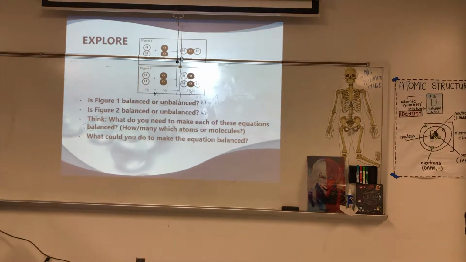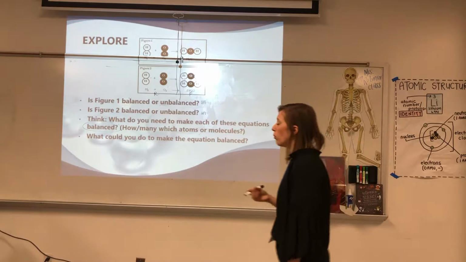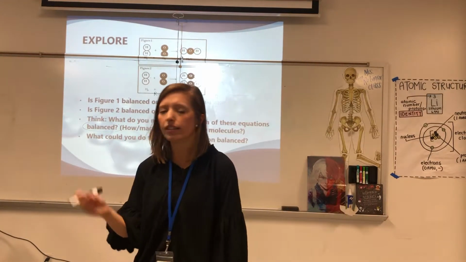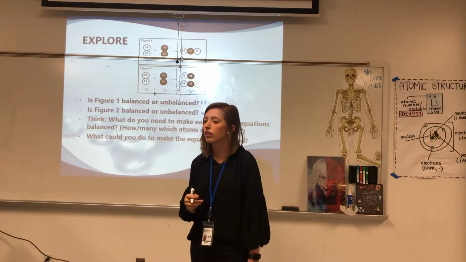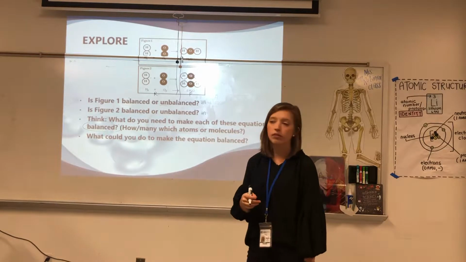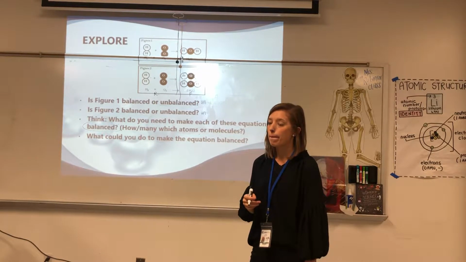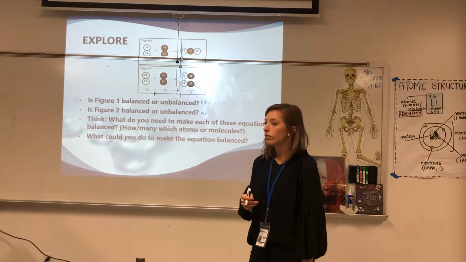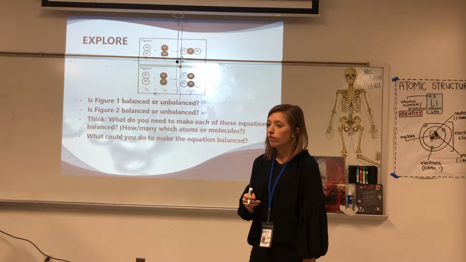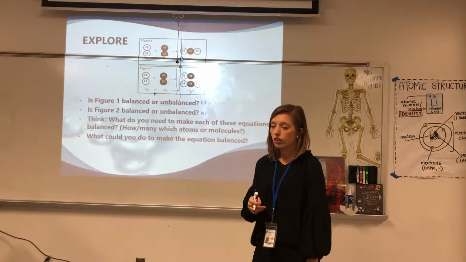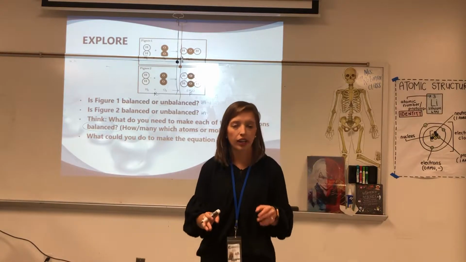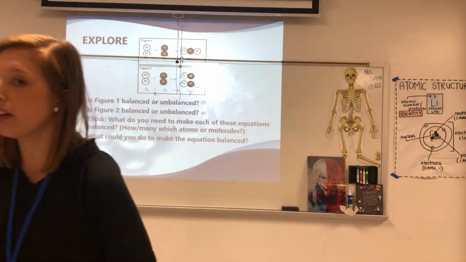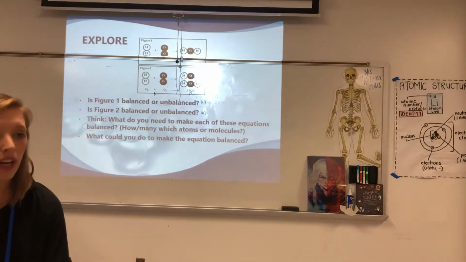So I heard some of you guys having conversations about what you could do to make these balanced. Kayla, what did your group come up with? We said that we could either take away a hydrogen for the first one to make it even for both sides, and then for the second one we said we could add a hydrogen. Good. So I heard in all the groups that I heard having conversations about this, I heard I could either add or I could take away.